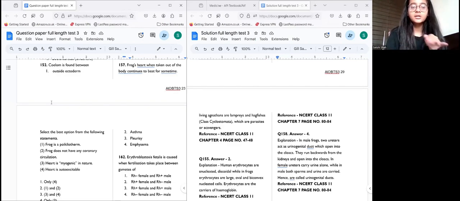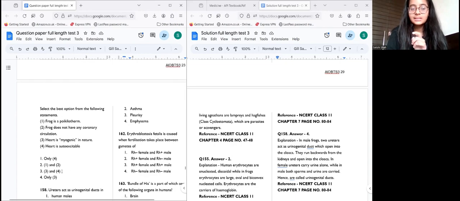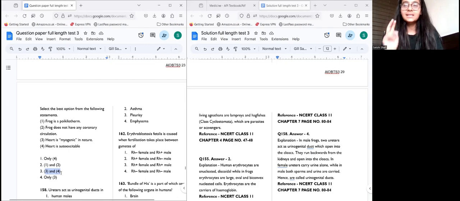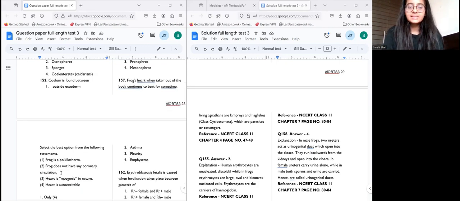Next is frogs do not have any coronary circulation. That's correct. They don't have any coronary circulation. But is that why their heart beats for some time? No, that's not the correct answer. Heart is myogenic in nature and heart is auto-excited. Let me tell you, these are the correct options. So 3 and 4, the answer is option number 3, which is statement 3 and statement 4. But why is it correct?